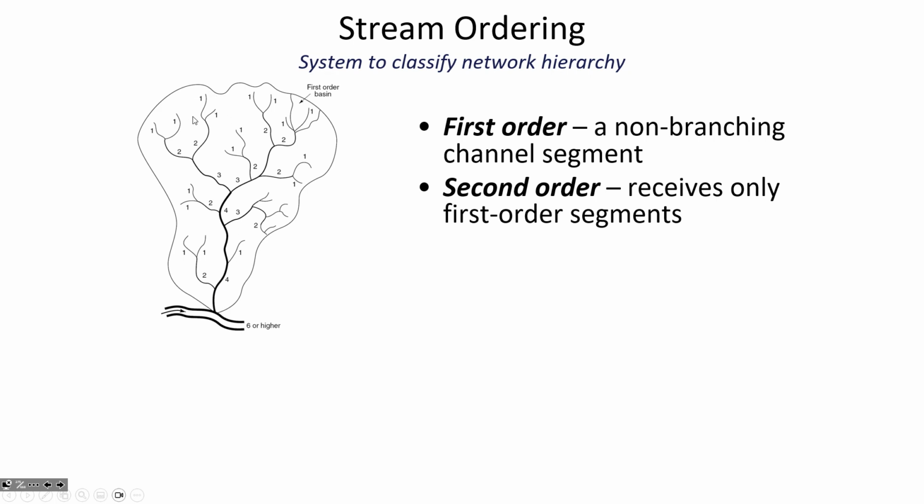A first order stream maybe would only have flow in the immediate moments surrounding a rainfall event. But then there's so little upstream area being drained that as soon as the rain is finished, a first order stream could no longer have, maybe doesn't have any more flow in it. A second order stream would have flow a little bit longer.